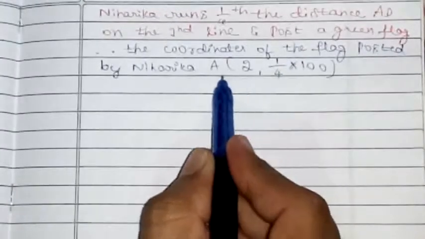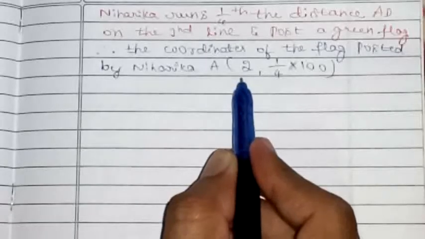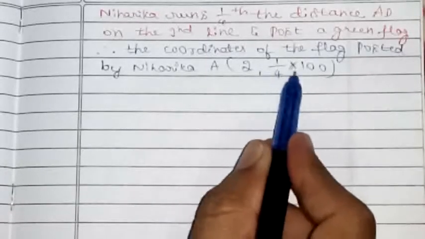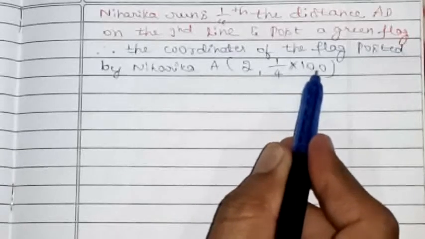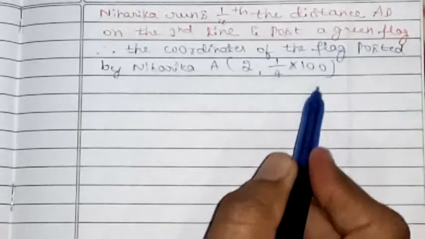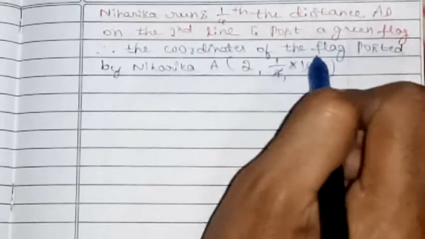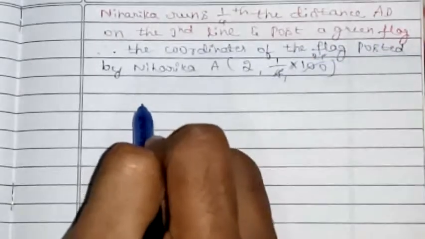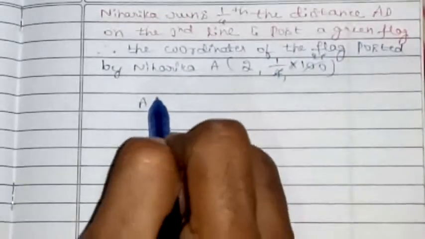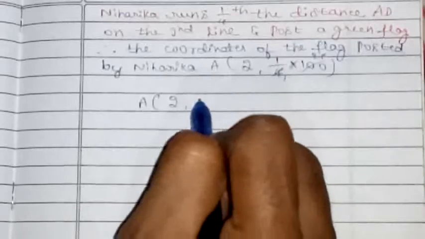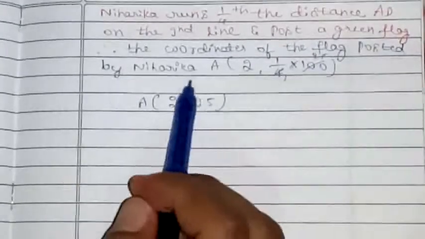Let me say again. So A of 2. The 2 is nothing but the x-axis point, nothing but it's a second line, children. Now she ran 1/4 of AD. The total distance between AD is 100. So therefore 1/4 into 100. Now cross multiply this. 4 ones are 4, 25. So therefore what are the coordinates of the flag posted by Niharika? A of 2 comma 25 is the coordinates of the flag posted by Niharika.